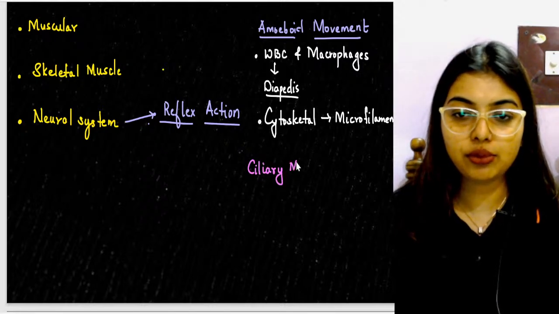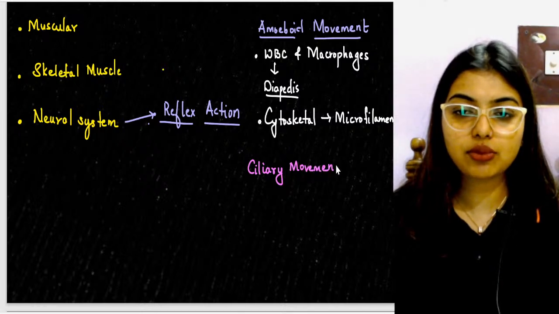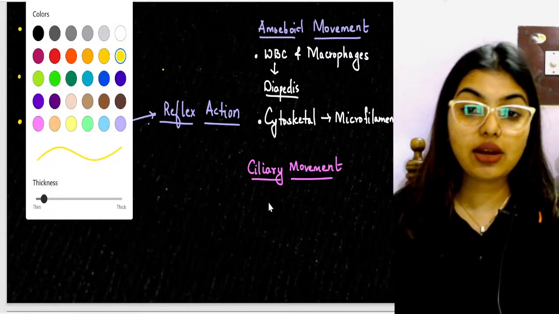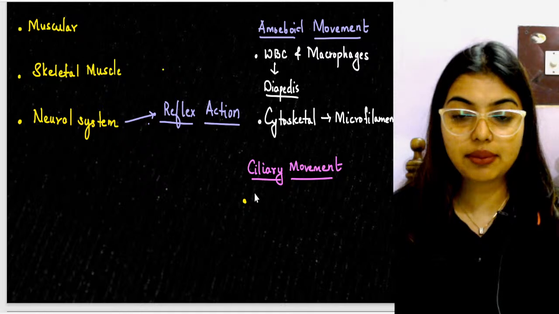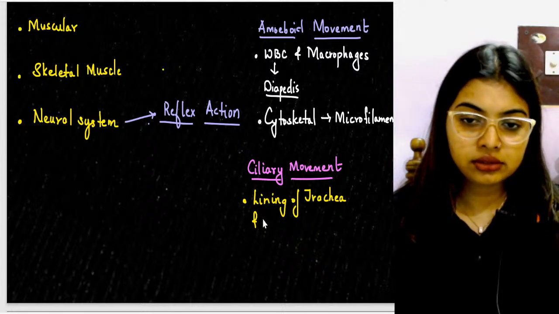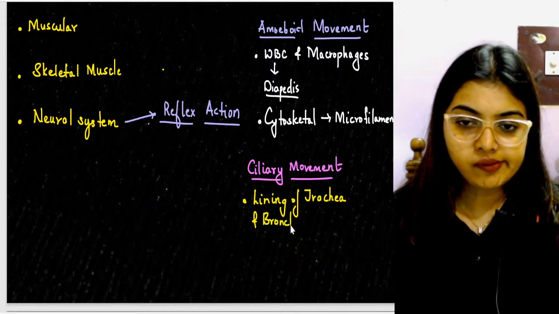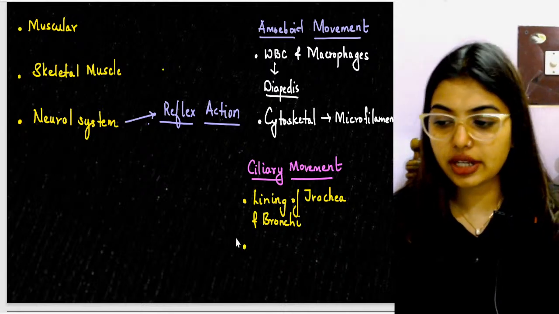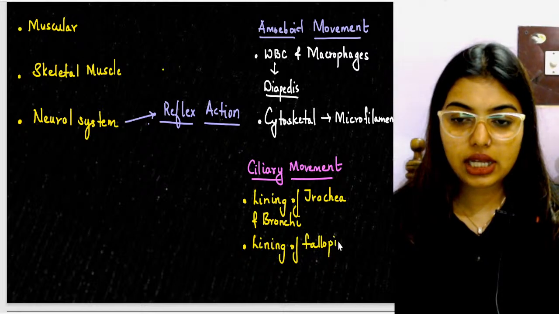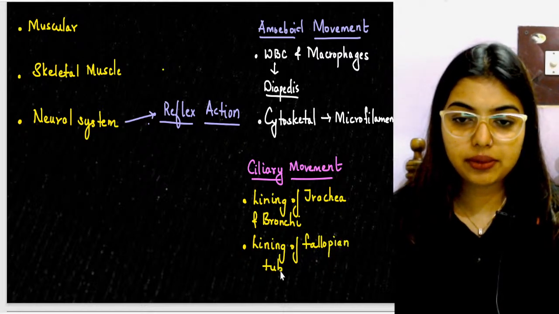Okay, ciliary movement. Which are the organisms that do ciliary movement? Your paramecium is going to do ciliary movement. That is why we talk about it under cilia. Now under ciliary movement, you have to remember the example of lining of trachea and bronchi. Then lining of fallopian tube.